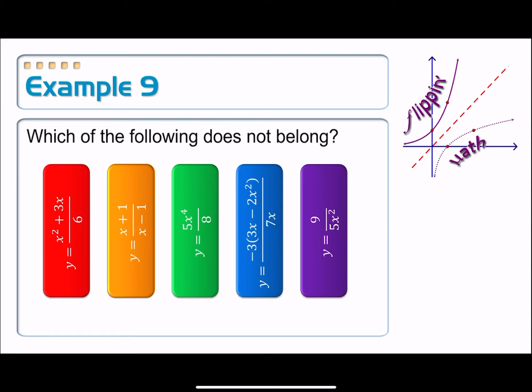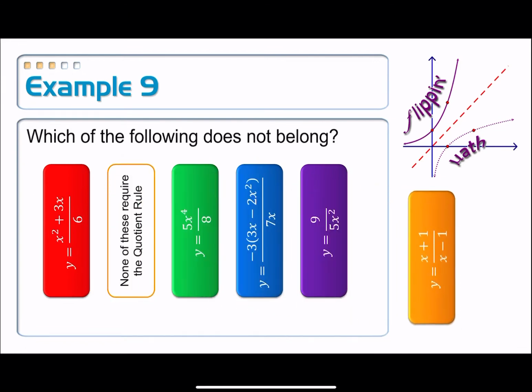Maybe pause the video here so you can examine each one of these functions sideways and decide which one of these functions does not belong here. Which one did you guess? Because it's orange. The orange one doesn't belong because everything that's left over doesn't need the quotient rule.